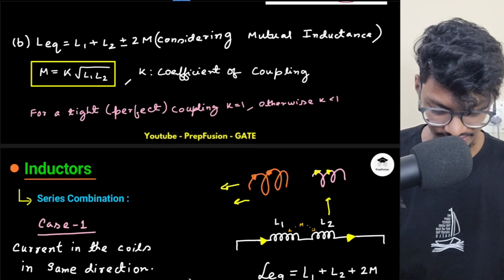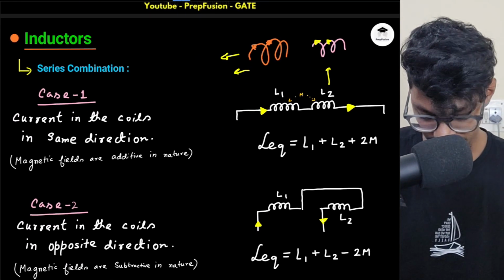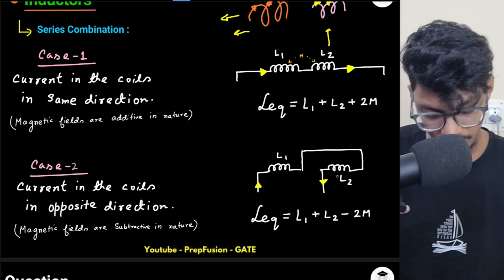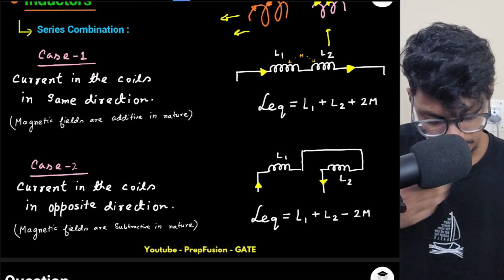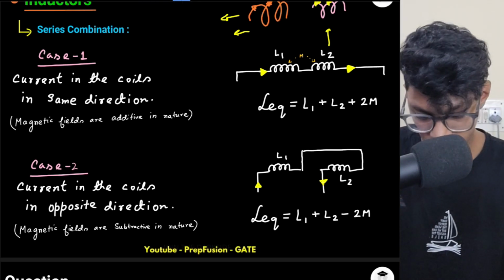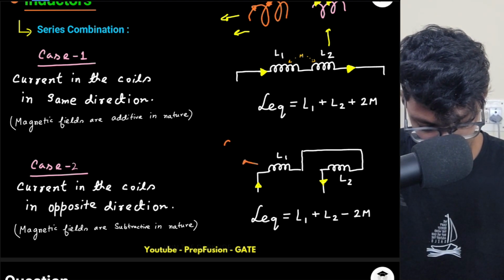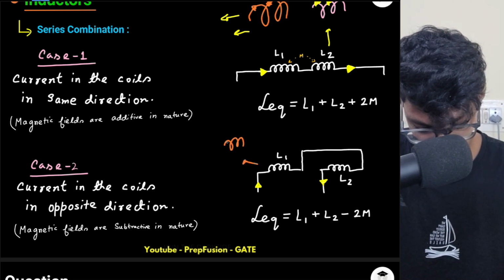So what I was telling, if they are in the same direction, right, they will be additive. So L equivalent will be L1 plus L2 plus 2M. Now if the coils are oriented in a different manner, so what do you mean by different manner? So here the current is in clockwise fashion, right?